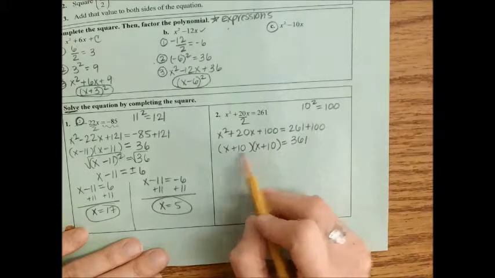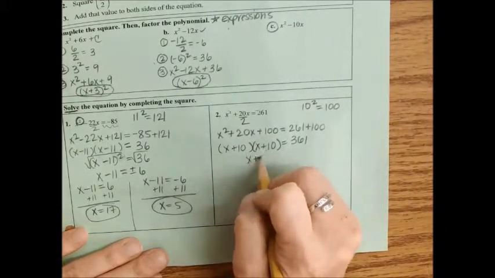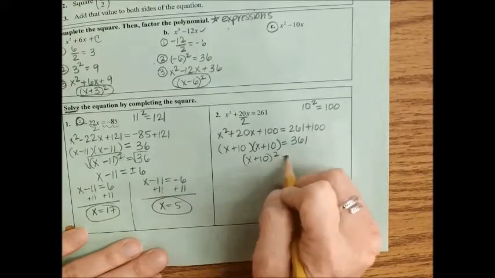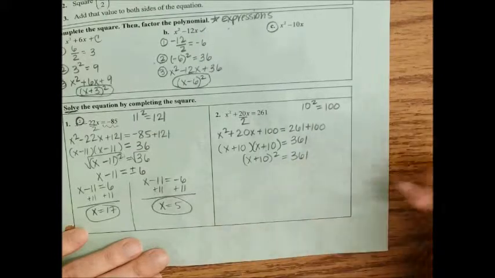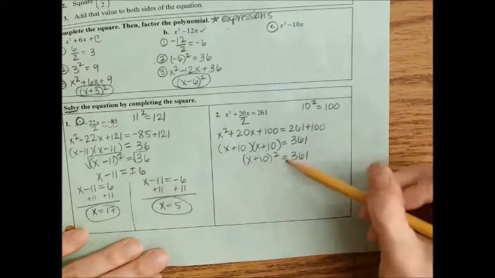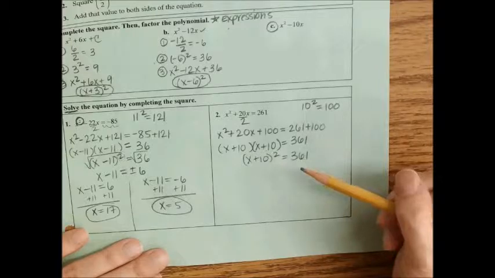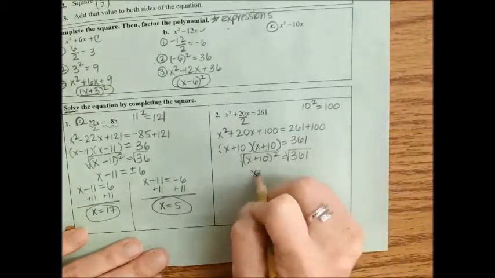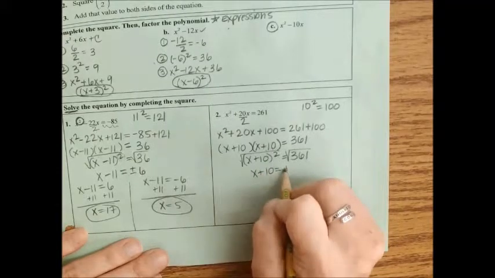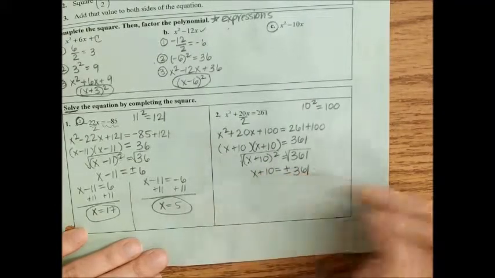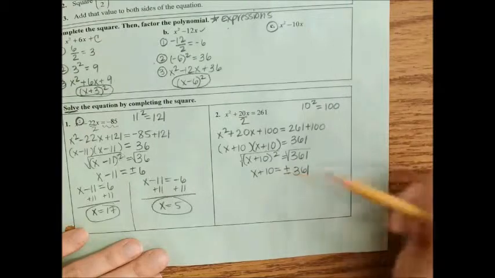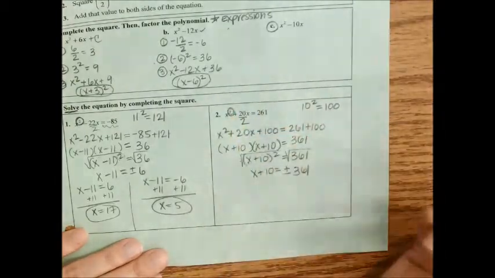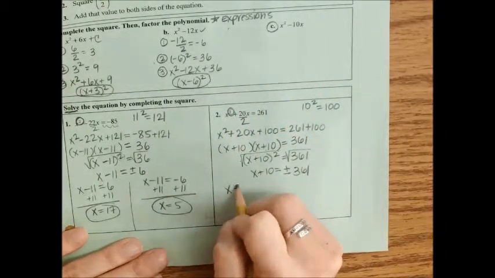So I'm going to rewrite as x plus 10 quantity squared equal to 361. From here, to solve for x, my first step is I have to do the inverse of squaring, which is square root. Then I have x plus 10 is equal to positive or negative square root of 361. Remember, I know that it's both positive and negative because it's x squared. I have to have two answers. So right here, we'll break this apart.